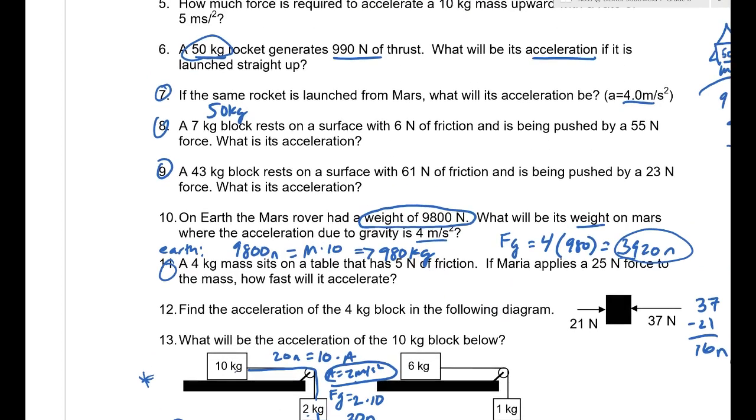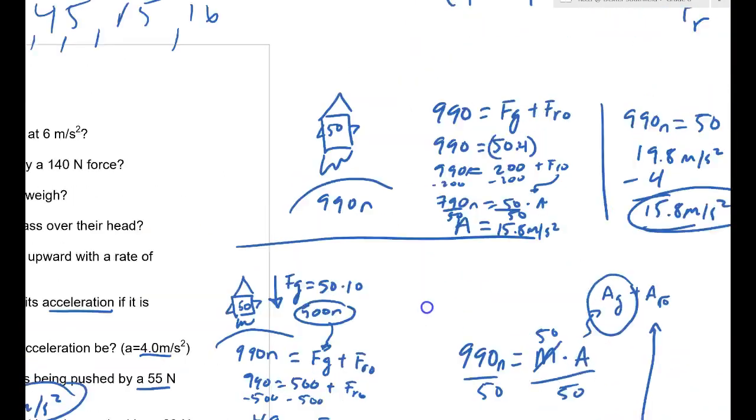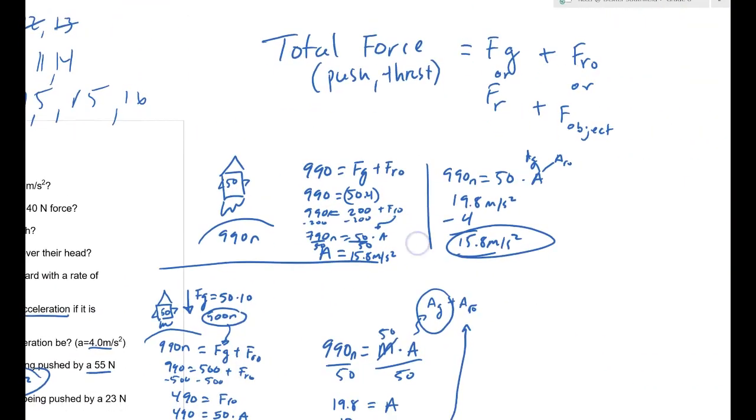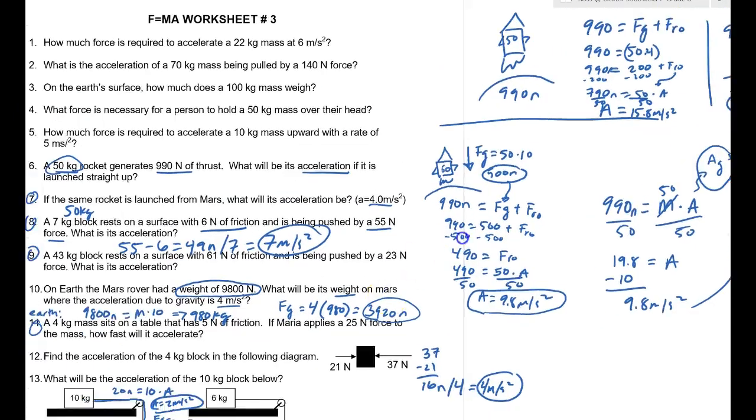Next up, we have number 8. A 7 kilogram block rests on a surface with 6 newtons of friction and is being pushed by a 55 newton force. So that 55 newtons first has to overcome that 6 newtons. So 55 minus that 6 is going to give us 49 newtons. That 49 newtons divided by 7 will leave us with 7 meters per second squared. Now, what we talked about up here was that total force equals force of gravity plus force of rocket, or total force equals friction plus the force of the object.